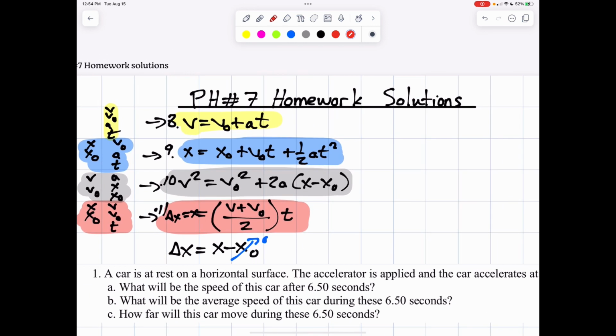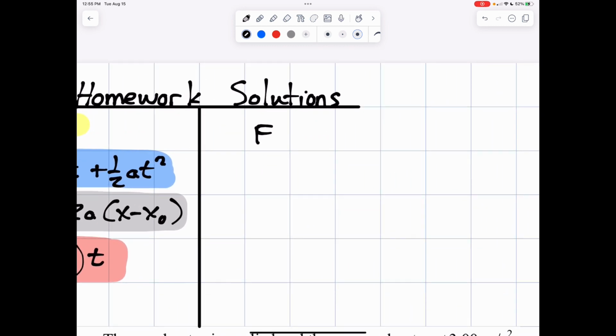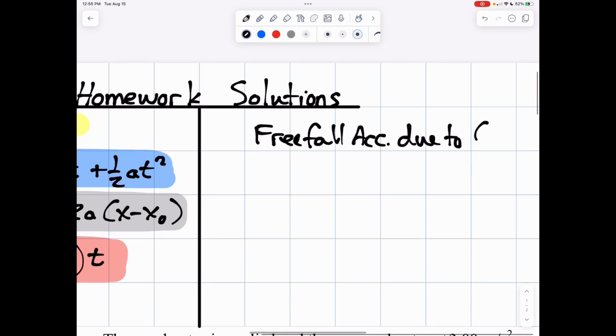Another thing to consider as well, when we're talking about free fall, this is vertical acceleration specifically. Free fall acceleration due to gravity. Now, what that means is an object is either going to slow down when it's going upwards or speed up when it's going downwards because of gravity's downward pull. Gravity always pulls towards the center of the earth. So objects that are thrown upwards are going to slow down. Objects that are dropped or thrown downwards are going to speed up because of this downward pull of gravity.